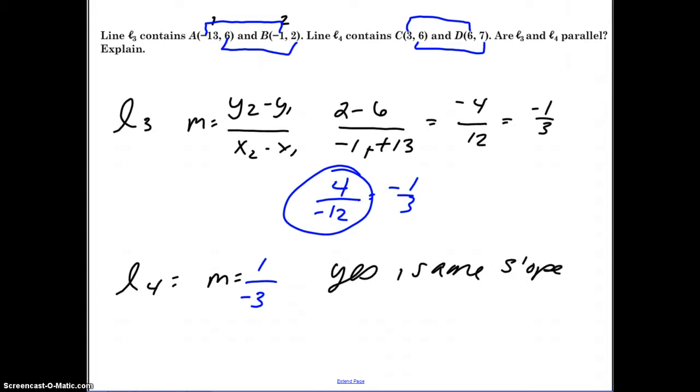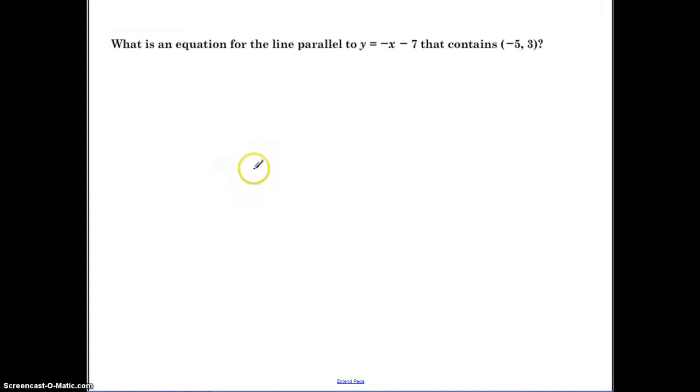Okay? Now, let's see if we can do equations with slope, with parallel lines. So what is an equation of the line parallel to y equals negative x minus 7, and it contains the point negative 5, 3? So in order to be parallel, I know I need the same slope. So my slope here is negative 1. And I'm going to be using this point, which means I need point slope form.